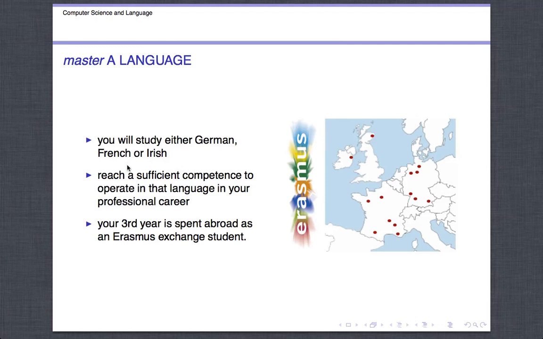And then in the third year, you go away as an Erasmus student. So the EU gives you some money, not a large amount, but some money to help you go abroad. You don't have to pay the fees to be abroad. And we have these various partner universities in France and Germany and in Scotland to which our students go. And you then spend that year there.